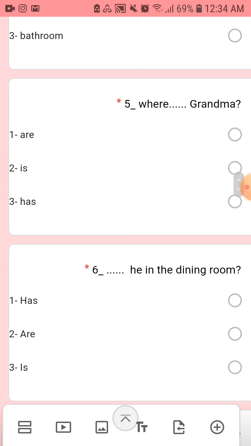Question 5. Where blank grandma. Number 1 are, number 2 is, number 3 has.